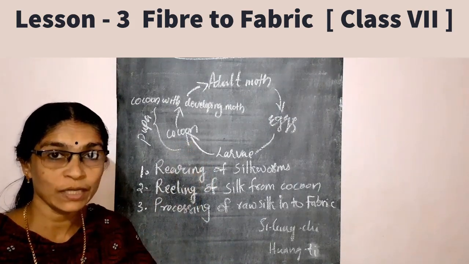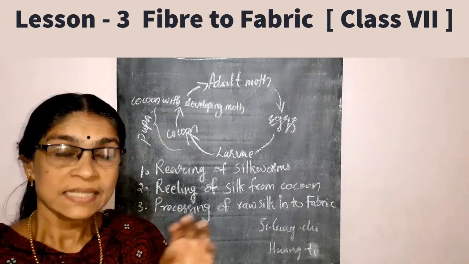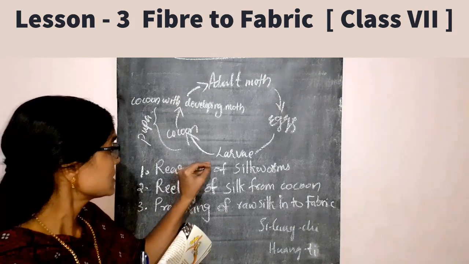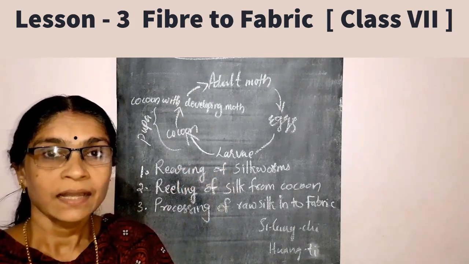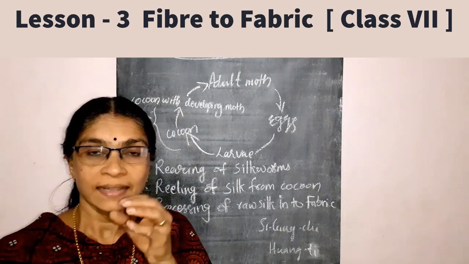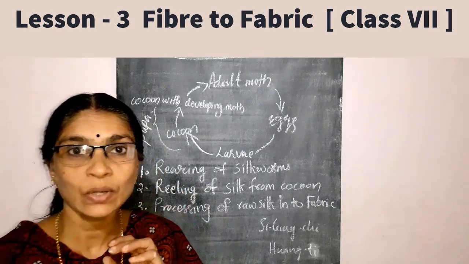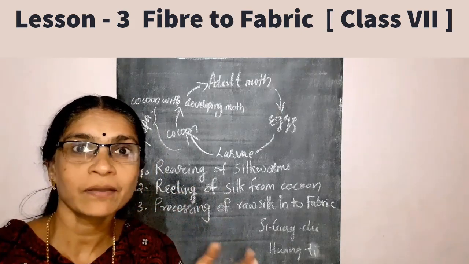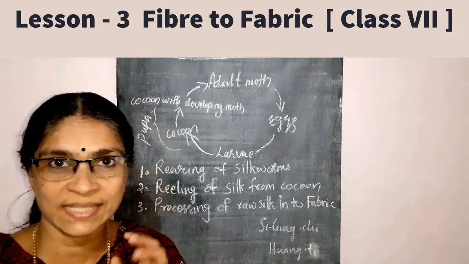The cocoon is boiled, or kept under sun or steam, to separate the silk fiber from the cocoon. Then after separation, that silk fibers are spun into silk thread. And then that thread is woven into silk clothes or fabrics. Then from the fabric we can make different types of silk clothes.